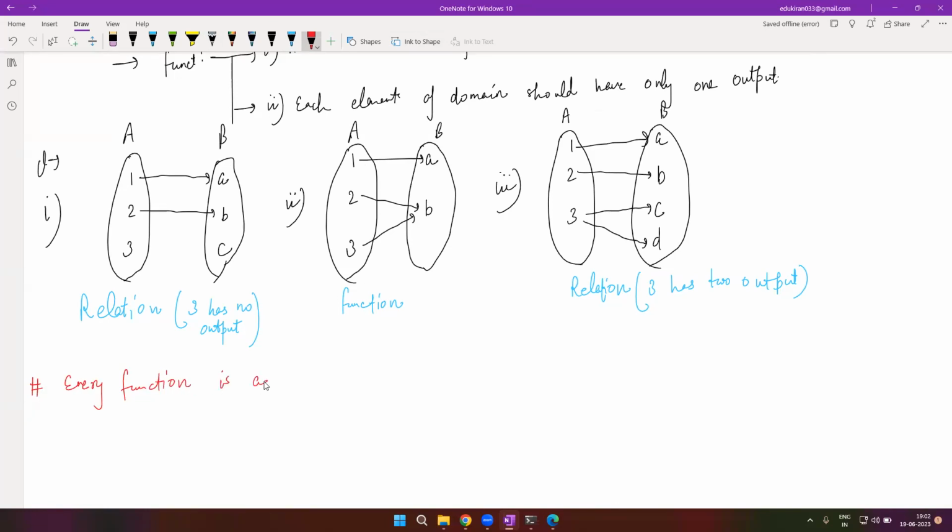मतलब रिलेशन तो बन ही गया जैसे ही आपने कनेक्ट किया दो सेट को. अब उस रिलेशन को फंक्शन बोल सकते हैं कि नहीं, ये चेक करना है. तो जो भी फंक्शन होगा वो रिलेशन तो है ही. Every function is a relation, but every relation is not a function.